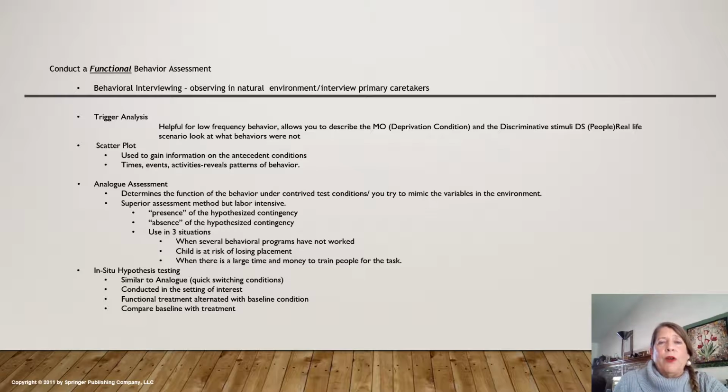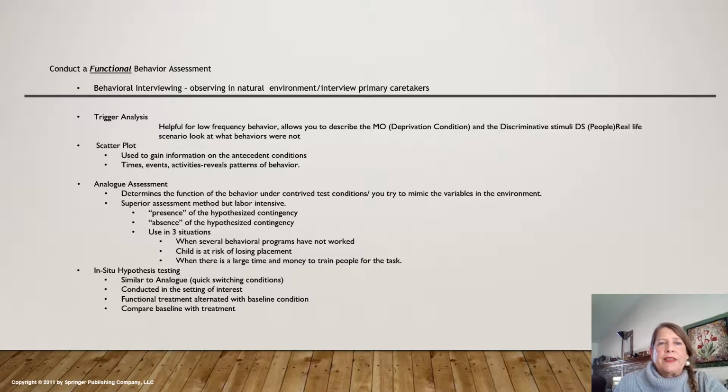Or if you think that there's a certain person involved in a scenario, then you might want to have that person available and ask them to do what they normally do that gets this child into a state of panic or anger or acting out. And so that's a trigger analysis, is basically you're forcing the situation.